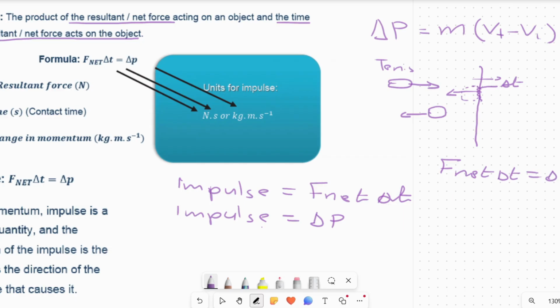So this is another formula that we're going to use in most cases to solve most of the problems. But I want you to understand this. Impulse is a product of a net force times the time taken for the force to act on an object, or impulse is a change of momentum of an object. So remember that. Now when we combine these two, it gives us this nice formula, which we call the impulse momentum theorem.